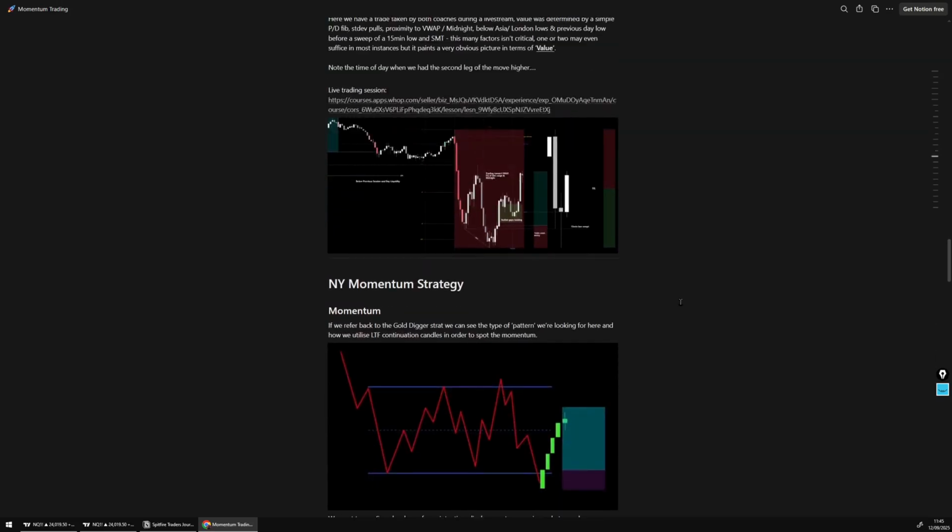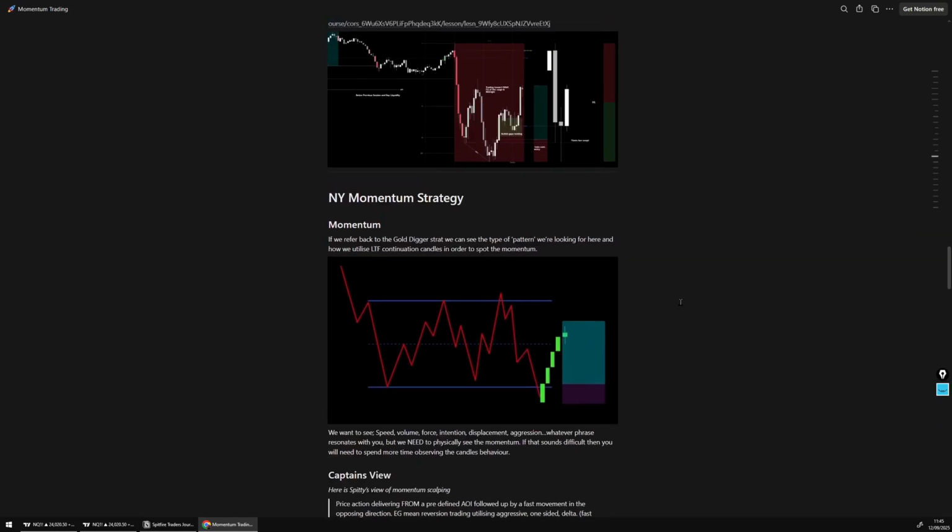Okay, so New York momentum strategy. So let's start off with momentum. So if we refer back to Spitty's Gold Digger strat, we're looking for this kind of pattern. We're looking here for low time frame continuation candles, and we're looking to spot that momentum. Okay, so we want to see speed, volume, force, intention, displacement, aggression, whatever phrase resonates with you, but we need to physically see the momentum.